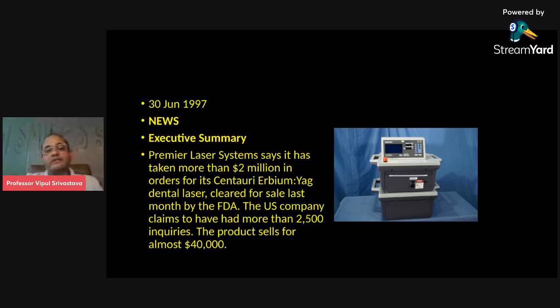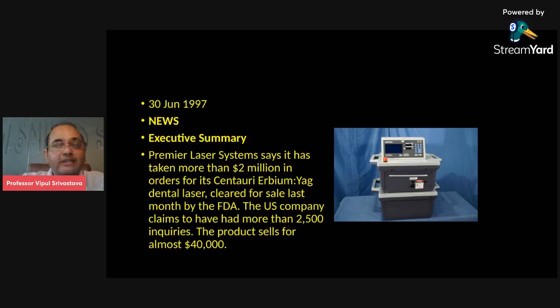The picture you are seeing looks like a hi-fi laser printer type of device. It is the world's first hard tissue laser. It was introduced by Premier, and they intended to sell this laser for $40,000. Unfortunately, this system never became popular. The company went bankrupt, but they are still a milestone. In June 1997, the Premier company introduced the first FDA cleared use of a hard tissue laser.